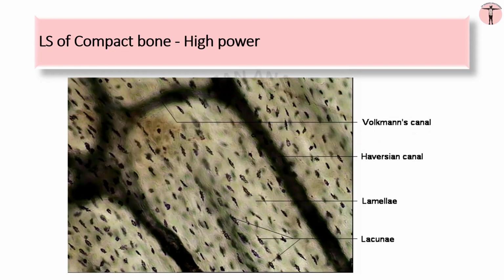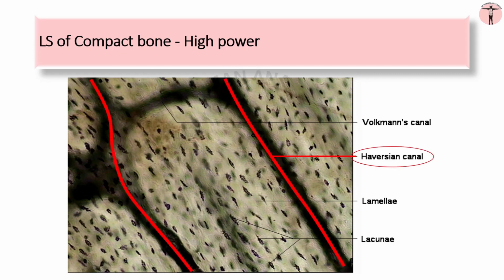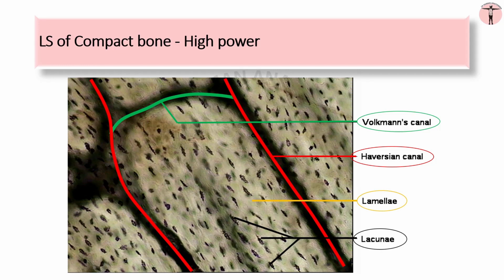This is the photograph of the longitudinal section of compact bone as seen under the high power of the microscope. Enlarged view of a part of two adjacent Haversian canals connected by transverse channel Volkmann's canal can be viewed. Thin bony plates, lamellae, arranged parallel to Haversian canals is identified. In between the lamellae, the spaces called lacunae, which lodge the osteocytes in living, are visible.